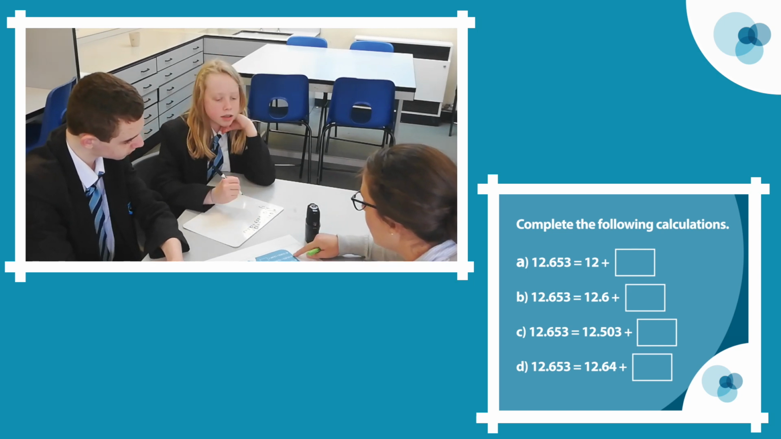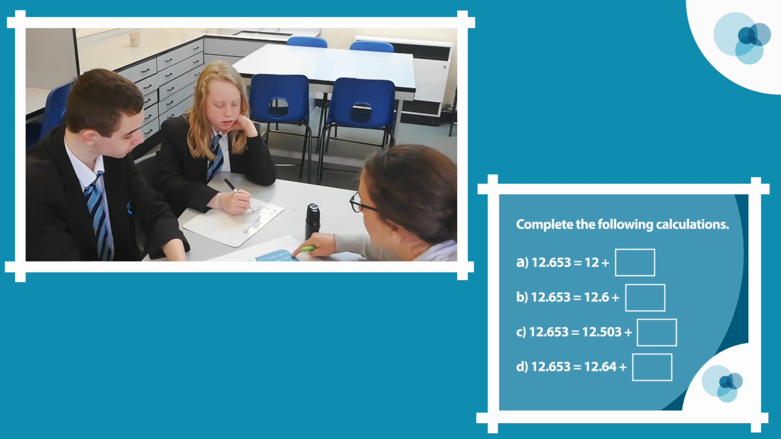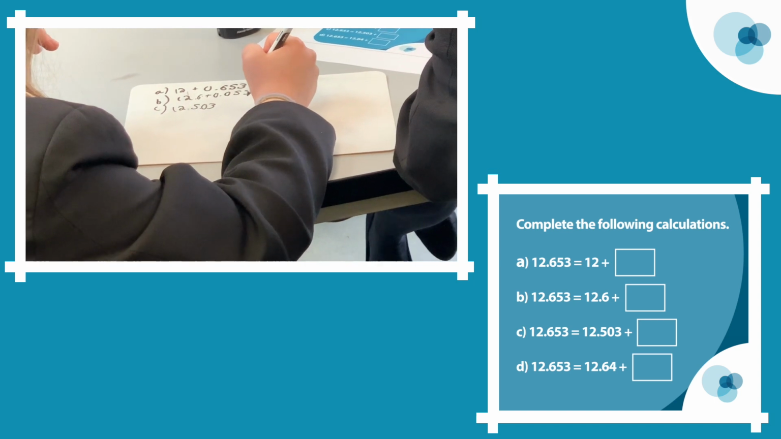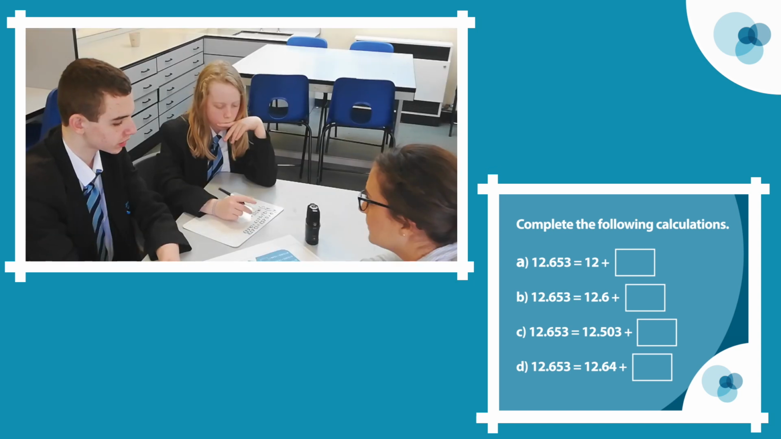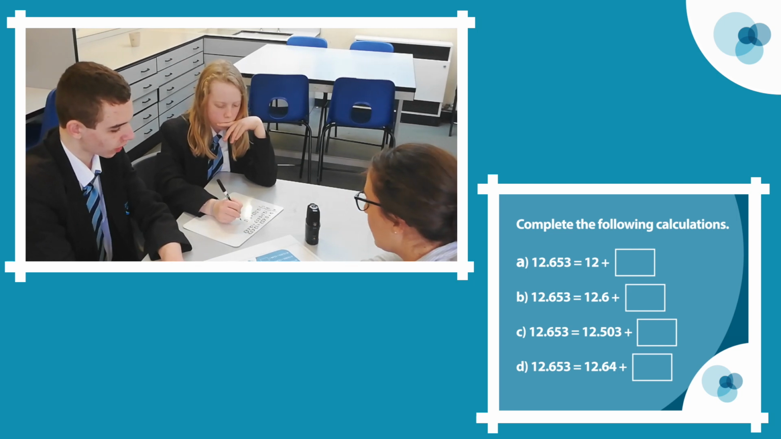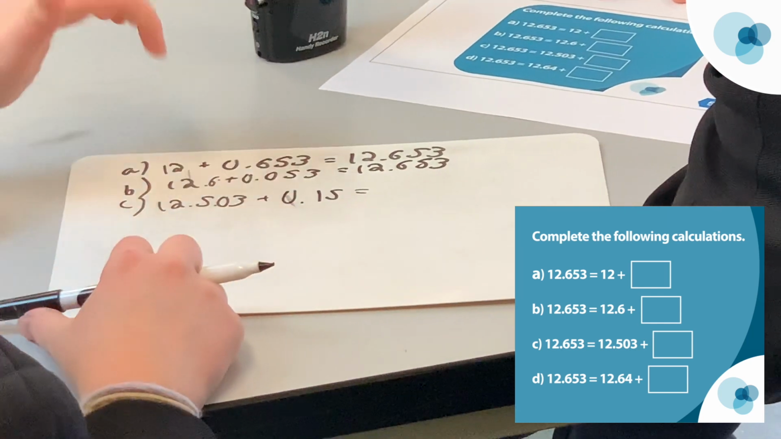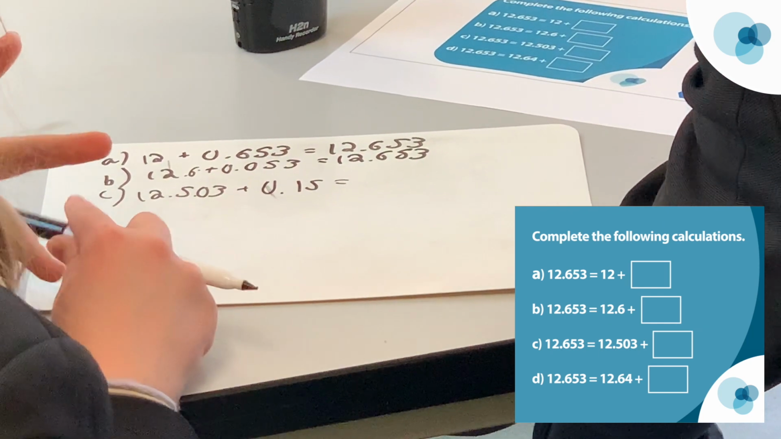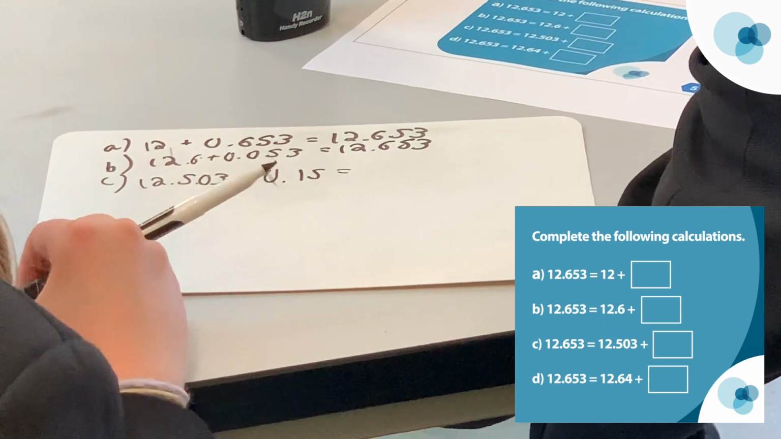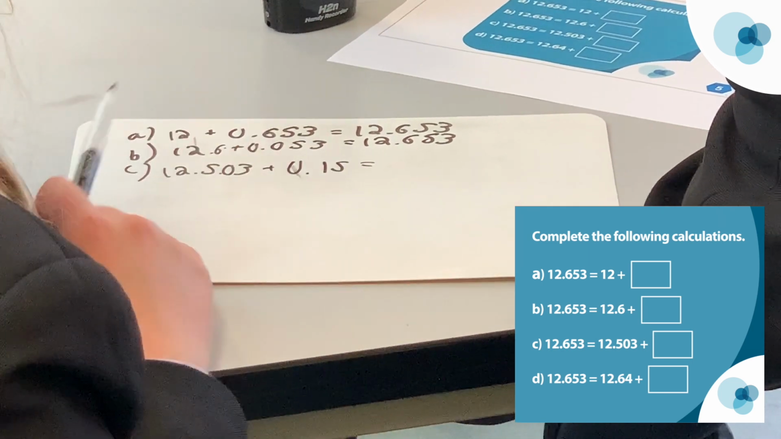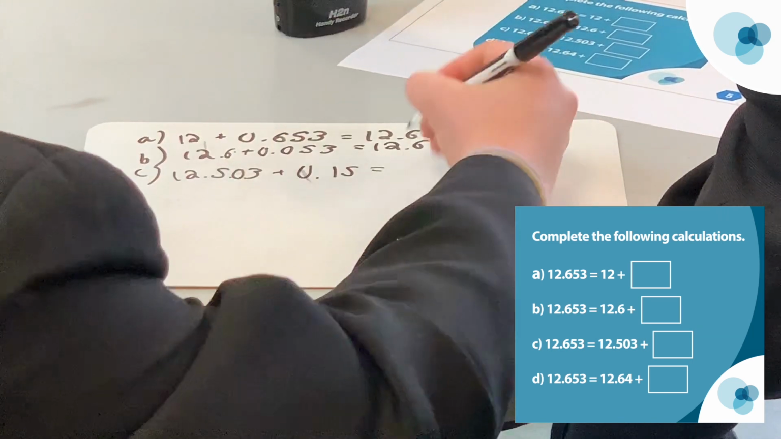What about question C? Is the bit that you're adding on for C going to be bigger or smaller than the bit that you had to add on for B? Bigger, because you're missing one of the 10th, and then you've got 500, so you need to add on. Okay. I think it'll be 0.15, because the 5 needs to turn into a 6, and the needs to go into a 5, so it'd be 0.15. Okay.